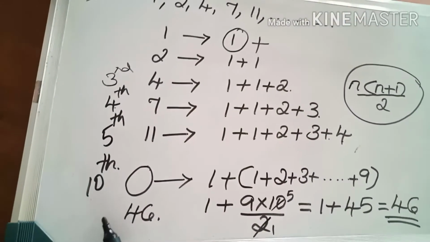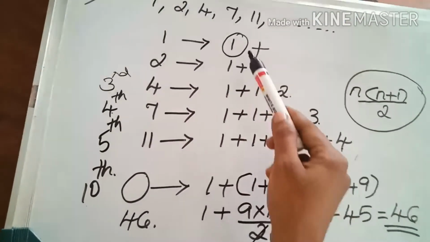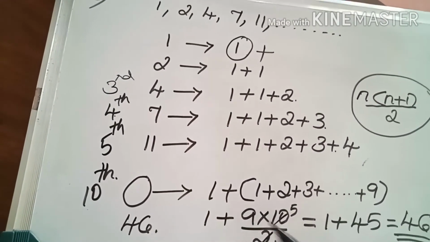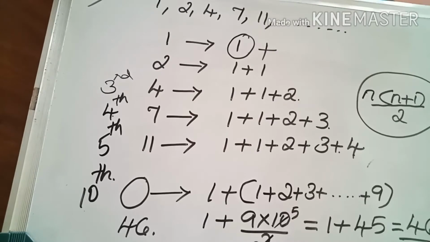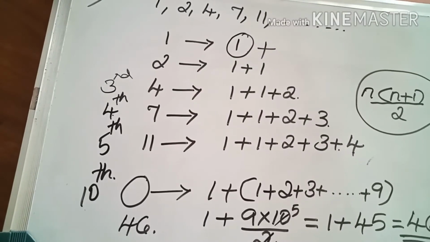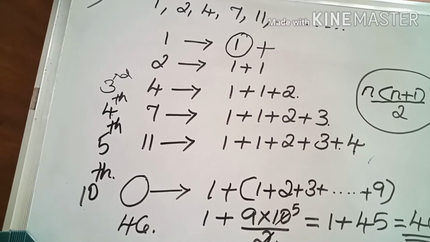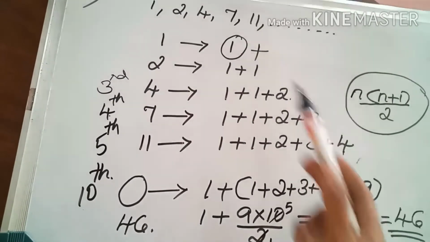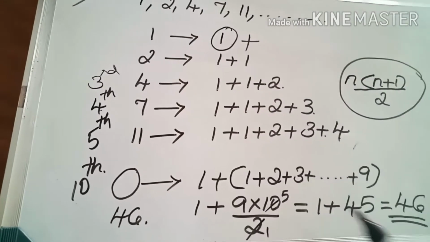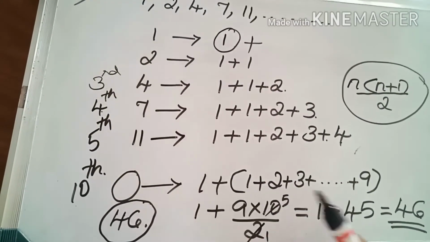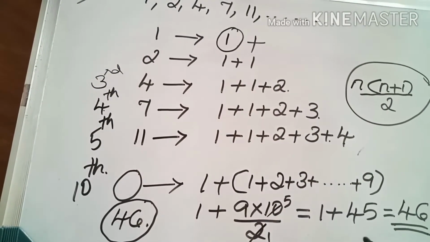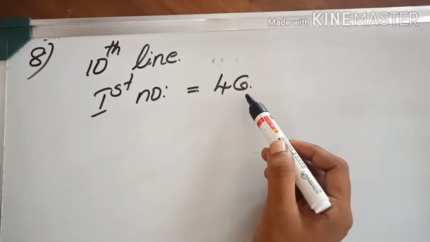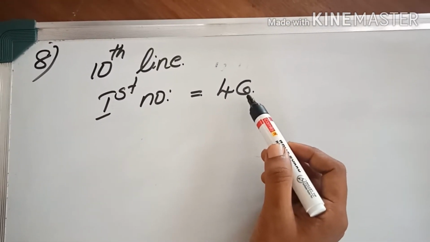So in order to get the 10th line's first number, the starting number 1 plus the sum of 9 natural numbers we have to add. Similarly, we can find the first number of the 100th line. The 100th line means up to 99 natural numbers we have to add to the first number. So 46 is the first number of the 10th line.